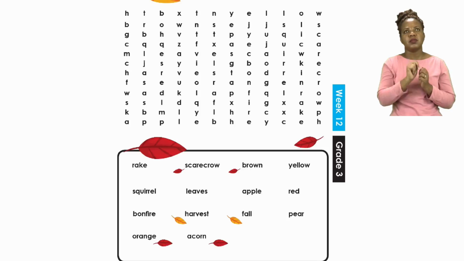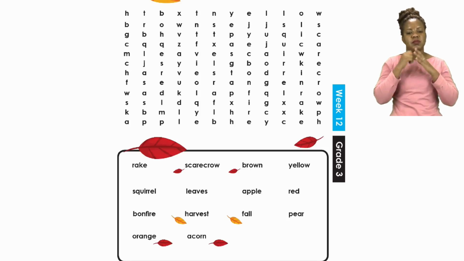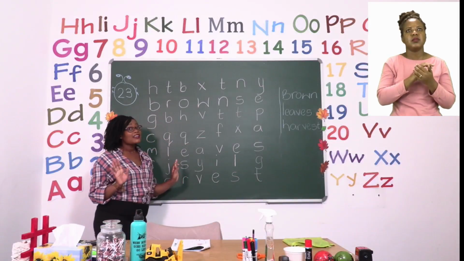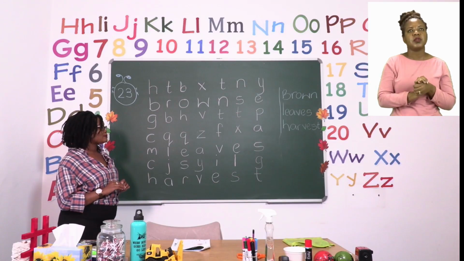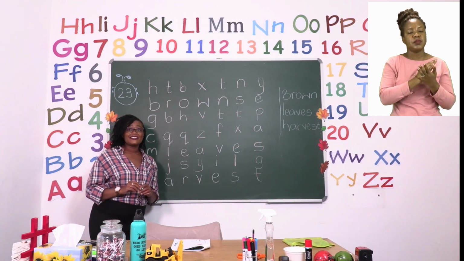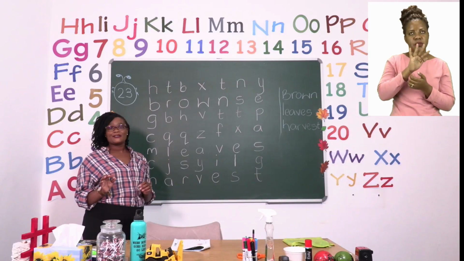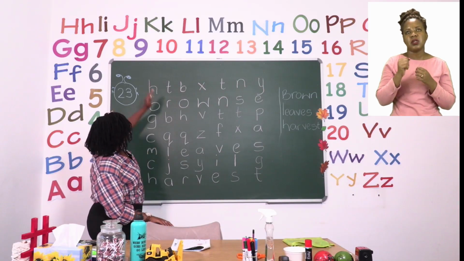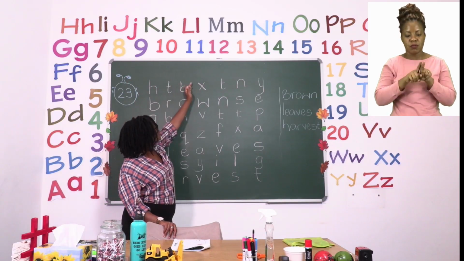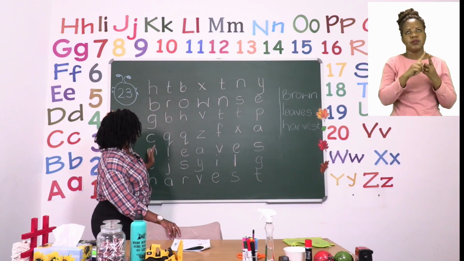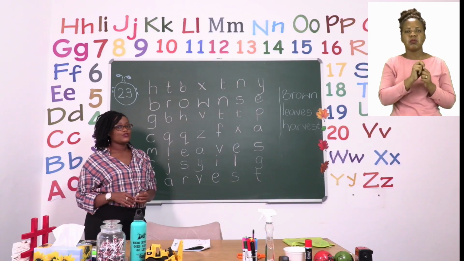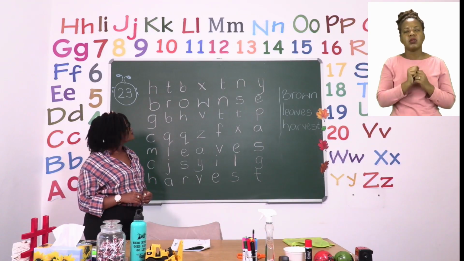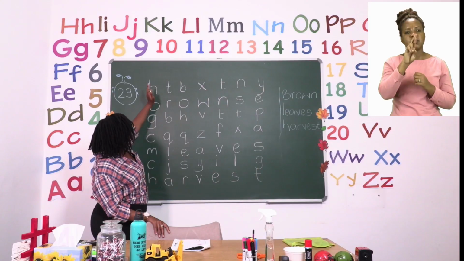So let us now try and find some together. Let's take a look at the board. I have put some of the letters from the word search on the board. The first word we want to take a look at is the word brown. Now remember, you can start by looking either across or down. We know that the word brown starts with a B, so that is what we are going to be looking for. I'm going to start by going down.